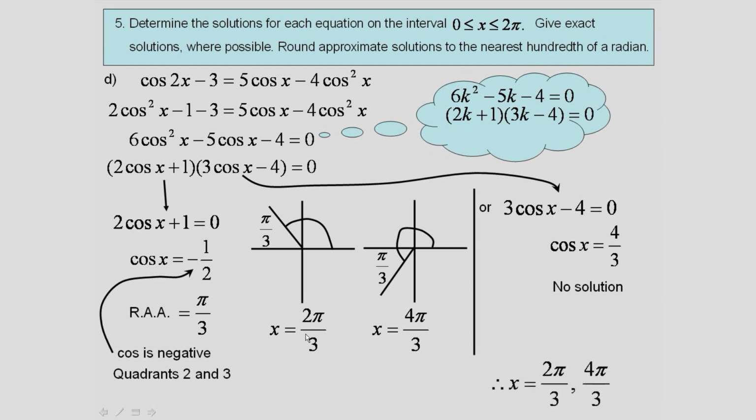So we only have our two answers back here. x equals 2 pi over 3 and x equals 4 pi over 3, and that's it. Two answers for this one. All right, let's move on to question number 6.